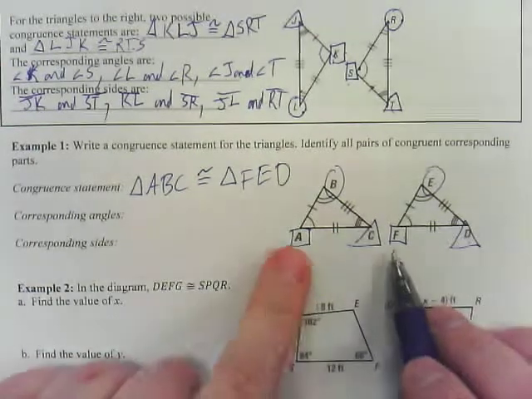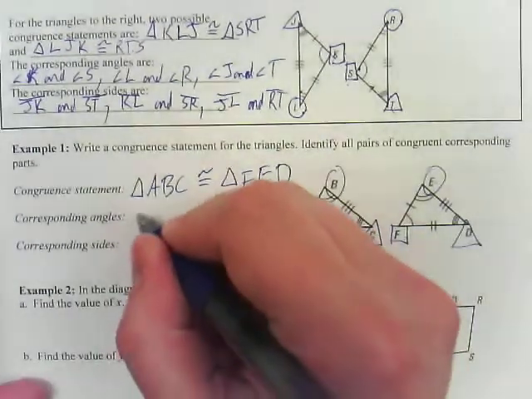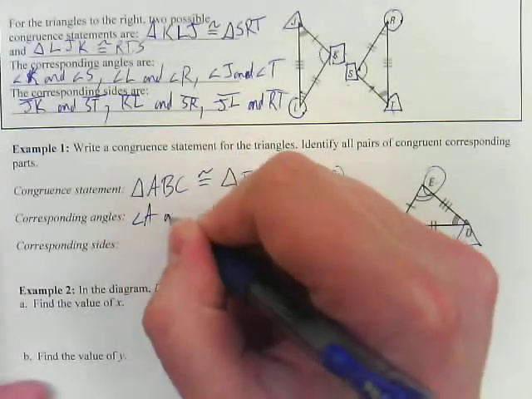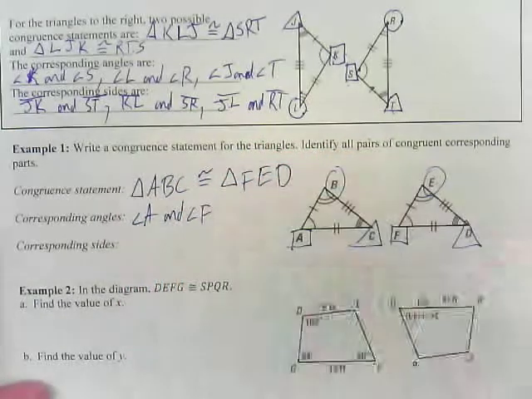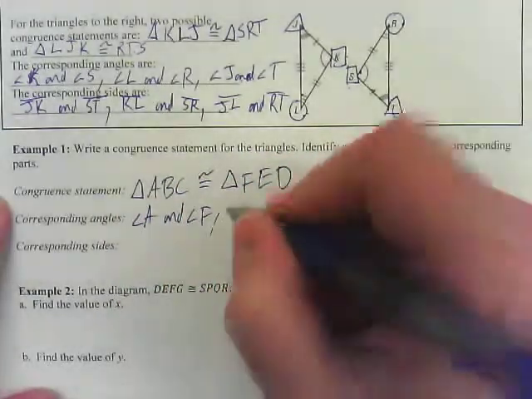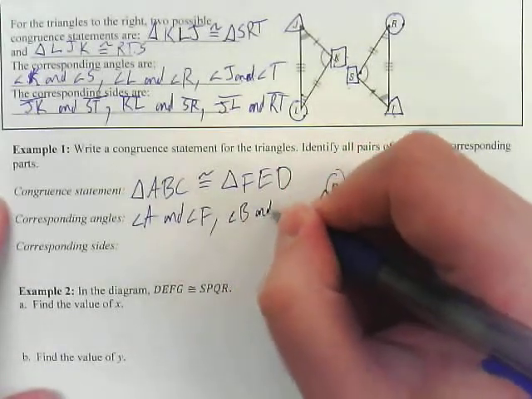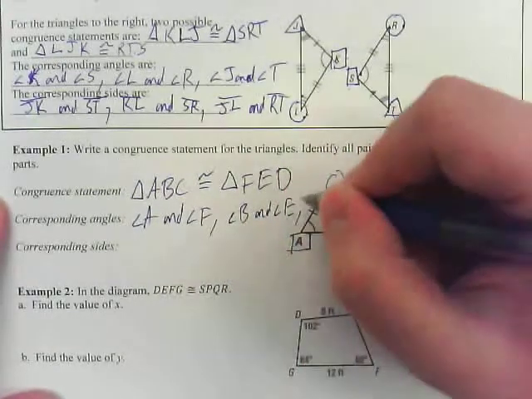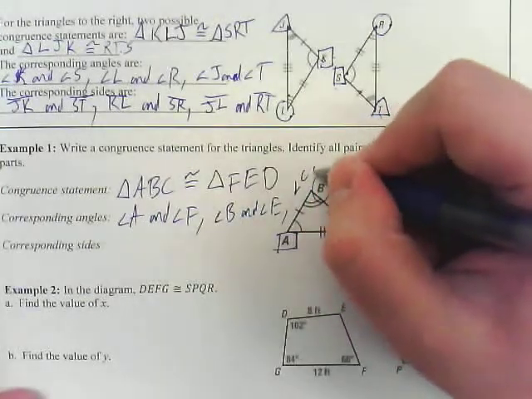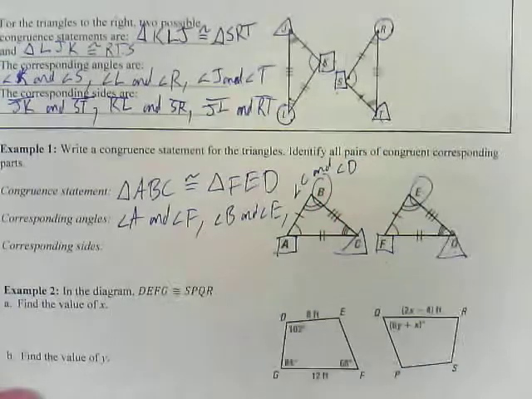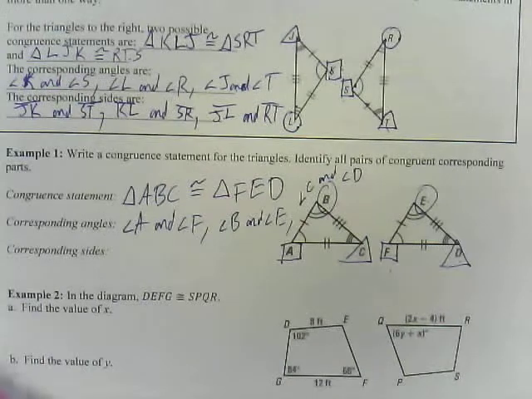So then the corresponding pieces, corresponding angles would be A and F. Then we'd also have angle B and angle E. And then we'd also have angle C and angle D. Those would be the corresponding angles.